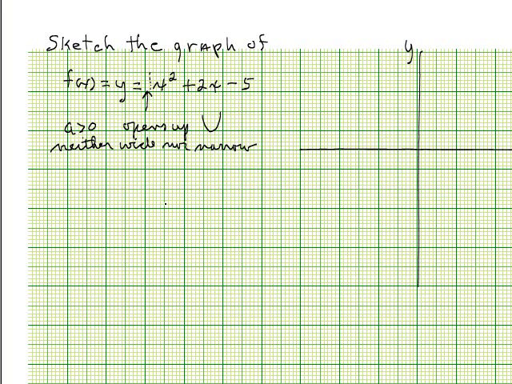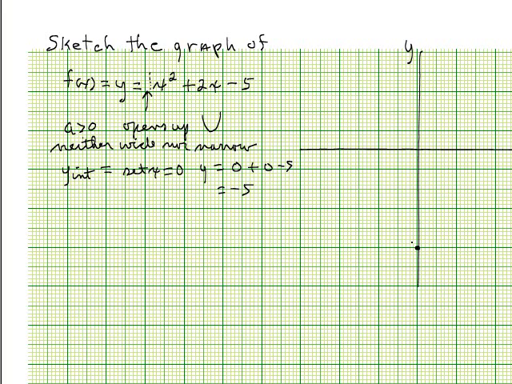Next thing we'd like to know is our y-intercept. We'd like to know that because that's the easiest thing you can do. Again, to find the y-intercept, set x equal to 0. So y will be 0 plus 0 minus 5, which is negative 5. So I'll come down here 1, 2, 3, 4, 5, and there's my y-intercept plotted on my graph.